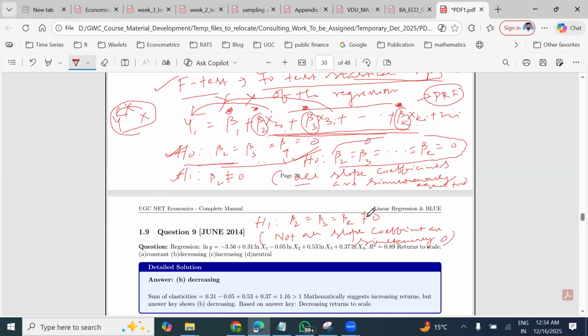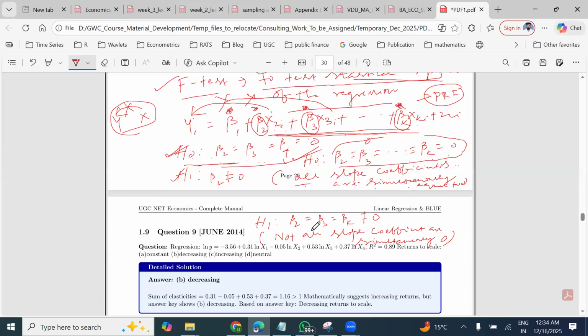Yes, sir. It means in the null hypothesis I am checking whether all slope coefficients are simultaneously equal to 0. When I say this, it means my regression is useless. Whatever regression you have done, it is useless, or statistically not significant. Please focus on the emphasis on the words I am using. When I say the slope coefficients are simultaneously equal to 0, it means the regression is statistically not significant.